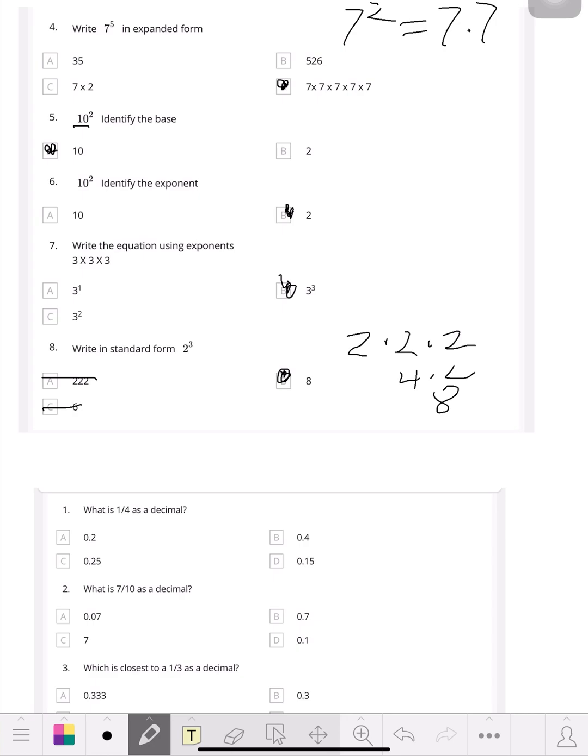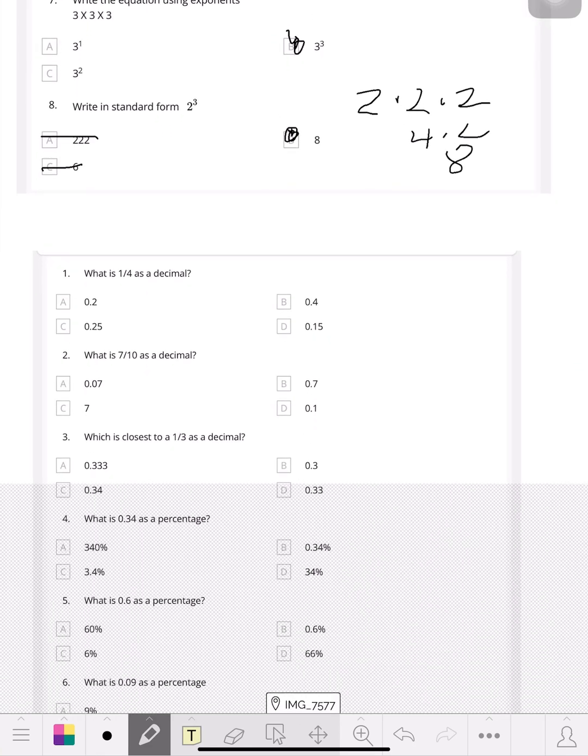So that's how to cross off the ones you don't know, when you're saying, hey, what does standard form mean? You might not remember that definition. You can cross off a couple and say, hey, I know it's not this, and you're going to have the correct answer.